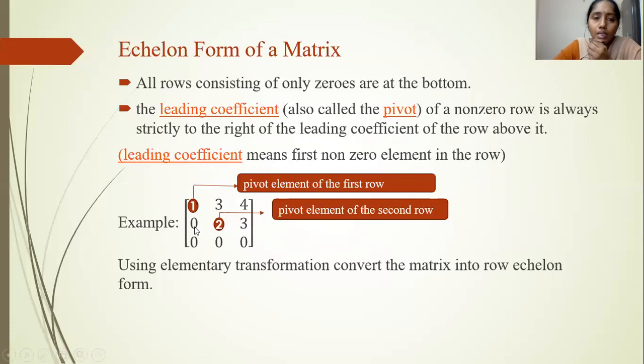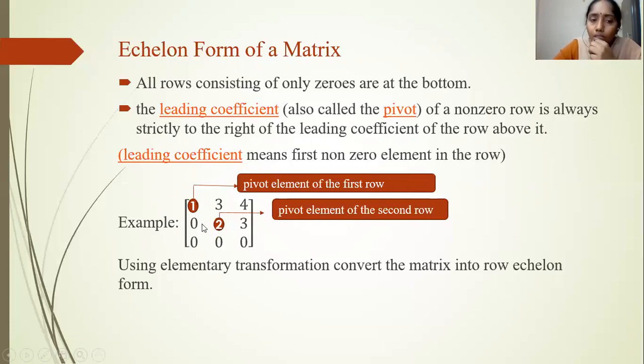Here we see an example. In the first row, the first non-zero element is 1. That is considered the pivot element. We always make this A11 non-zero. If it is non-zero, then there is no problem. If there is a zero in the place of A11, make that element non-zero by using elementary transformations. After that, using this pivot element, make the elements in that column 0.